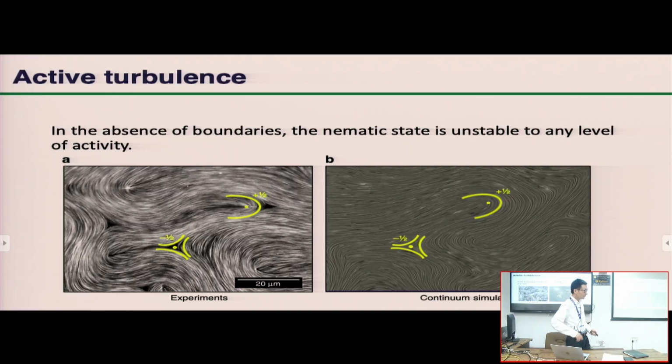Level of activity. And then if you do an experiment, so this is a very dense system, and if you look at the structure of the flow, again, it's very chaotic, and you have these defects that develop in the system. And this is a simulation that resolves the PDE system we talked about in the previous slide. So you are able to capture these structures in a simulation.